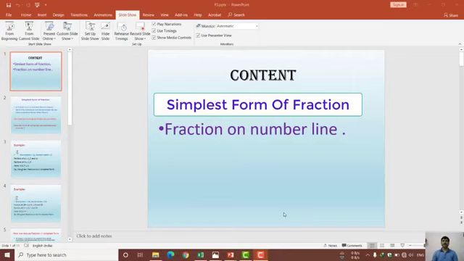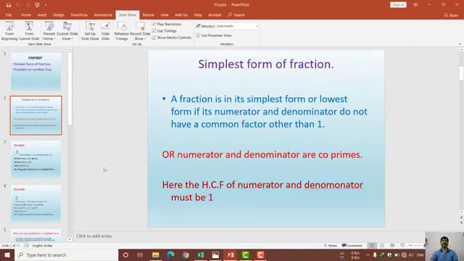In this video, we will discuss the simplest form of a fraction on the number line. So let me start. Simplest form of fraction. What is the simplest form of a fraction?